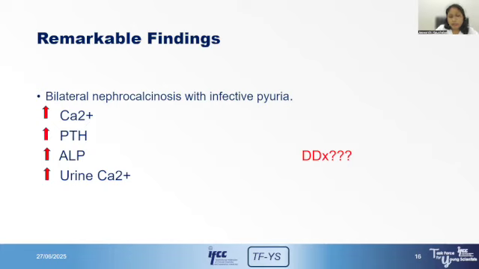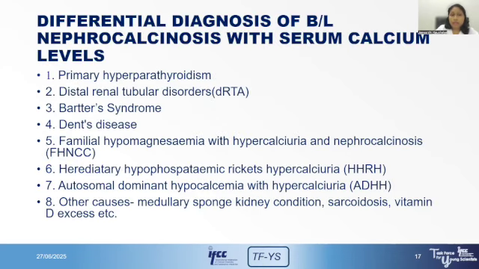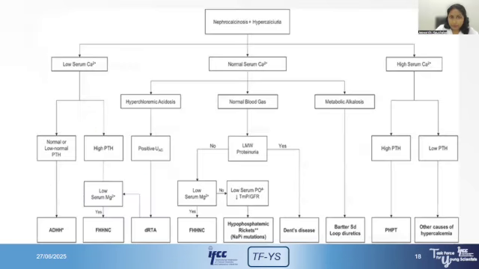hospital. So what are the remarkable findings in this patient up to now? He's having bilateral nephrocalcinosis with infective pyuria and found to have very high serum calcium, high serum PTH, high ALP with high urine calcium. So what are the differential diagnoses of having bilateral nephrocalcinosis with serum calcium level?